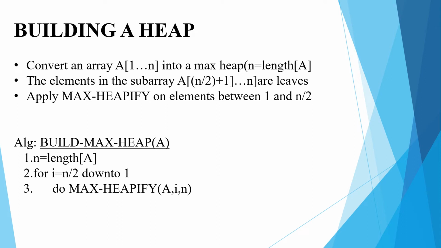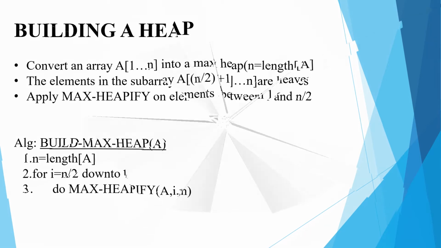The algorithm for building a max heap is given. First step is n equal to length of A. Second step, for i equal to n by 2 down to 1. Third step, do max heapify of A comma i. Let us consider an example and look at how to build a heap. So there is an array with elements 4, 1, 3, 2, 16, 9, 10, 14, 8 and 7.